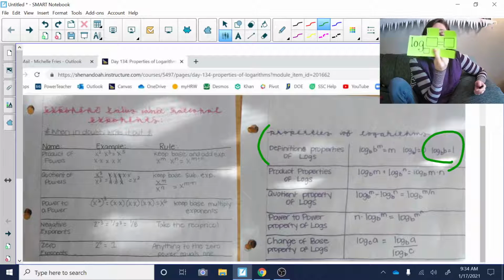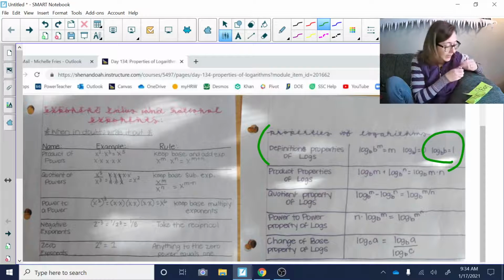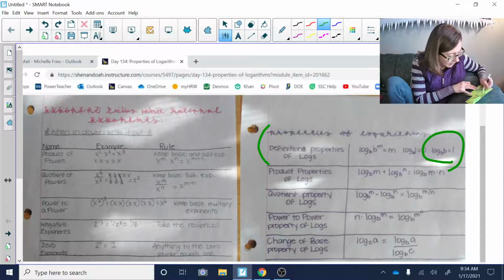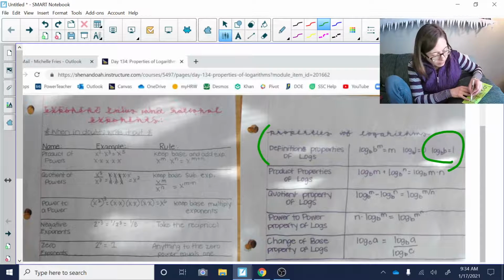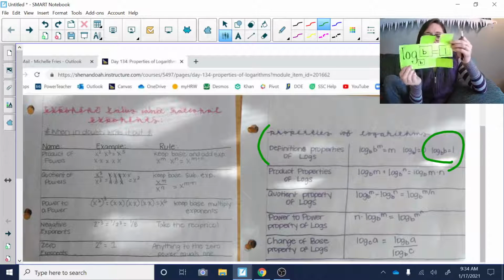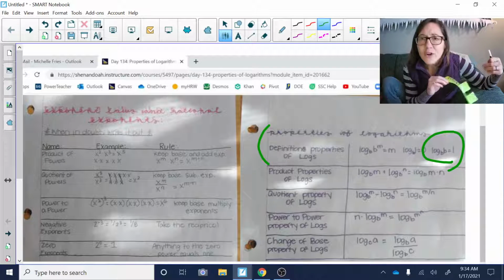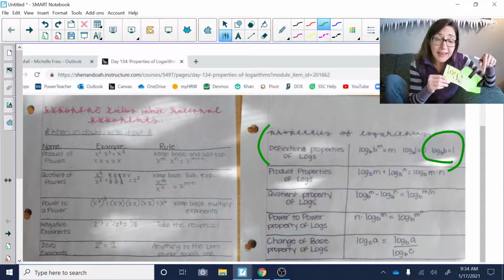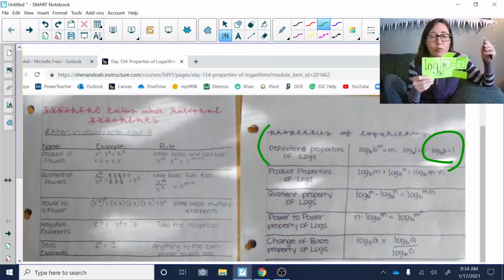So I'm going to use my little log foldable here. You can do this if you would like. Log base b of b equals 1. So let's use this and convert it to exponential form so we can connect it over to exponential rules that we already know.